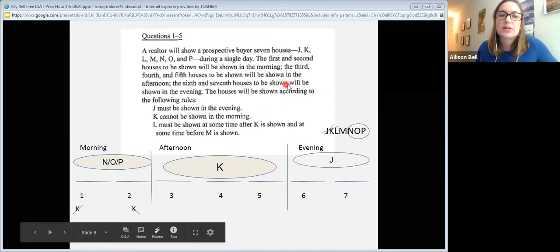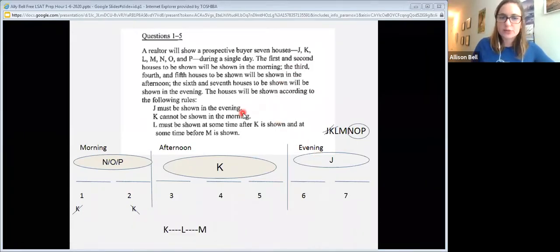But I noticed that they're asking me to kind of group these in a morning, afternoon, and evening. So I drew a little line in between the sections and just labeled them morning, afternoon, and evening. And then I needed to account for the rules.